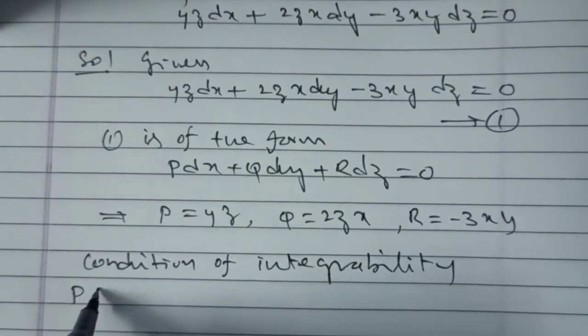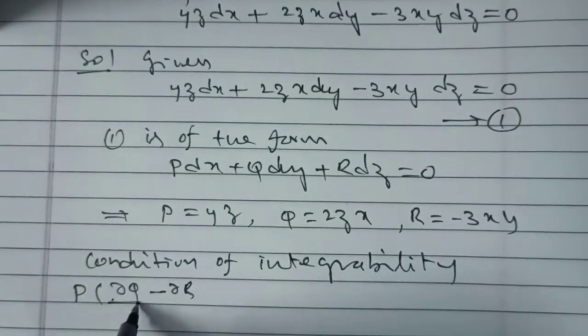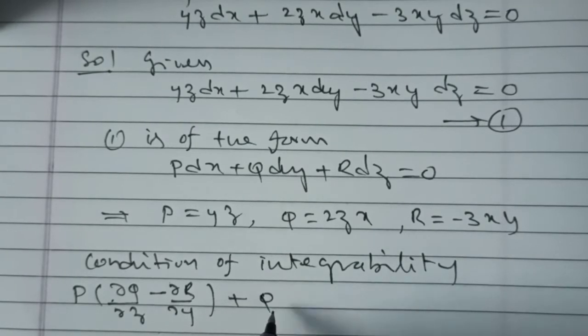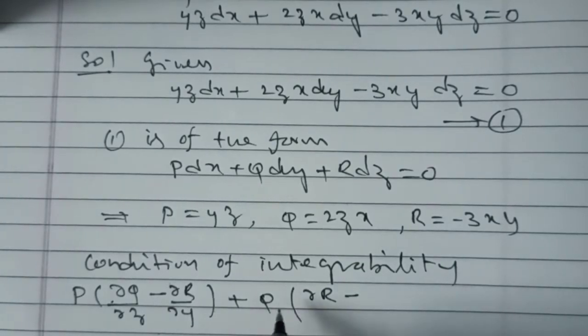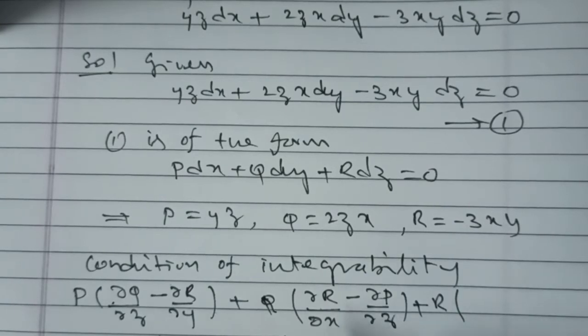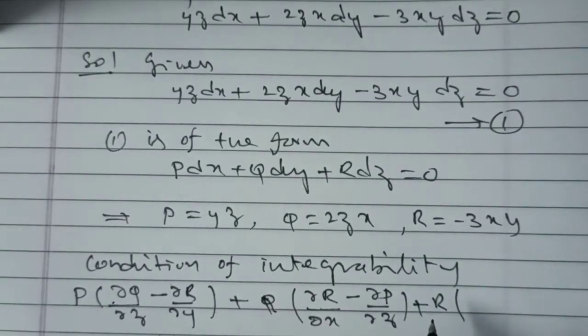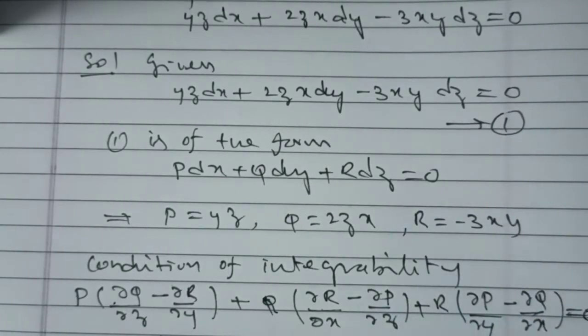The condition is p into (dou q by dou z minus dou r by dou y), plus q into (dou r by dou x minus dou p by dou z), plus r into (dou p by dou y minus dou q by dou x) is equal to 0.